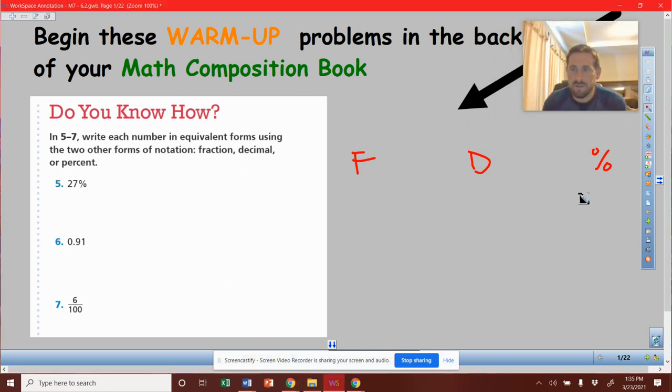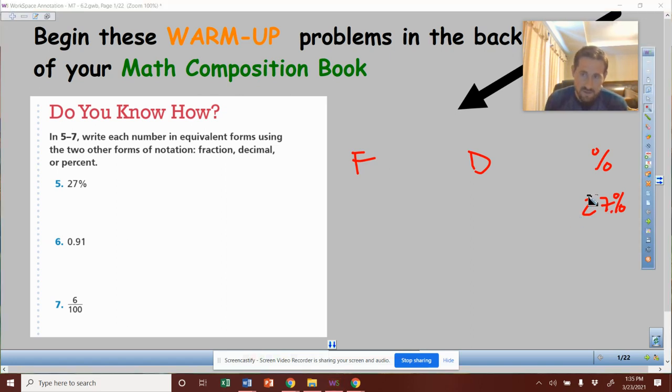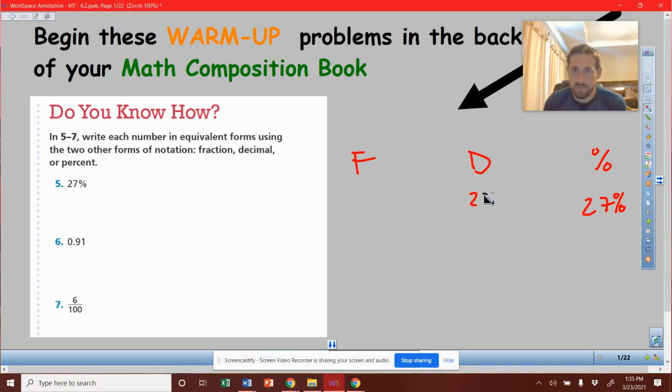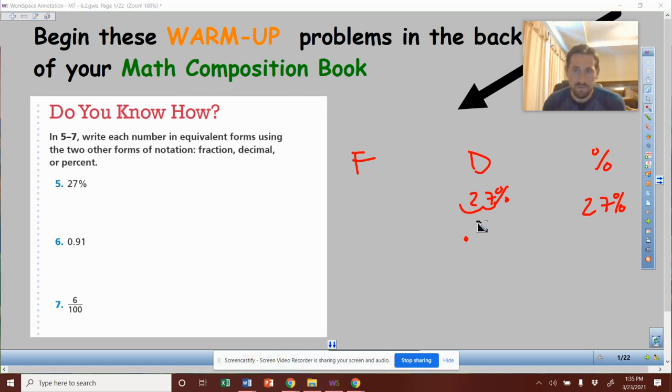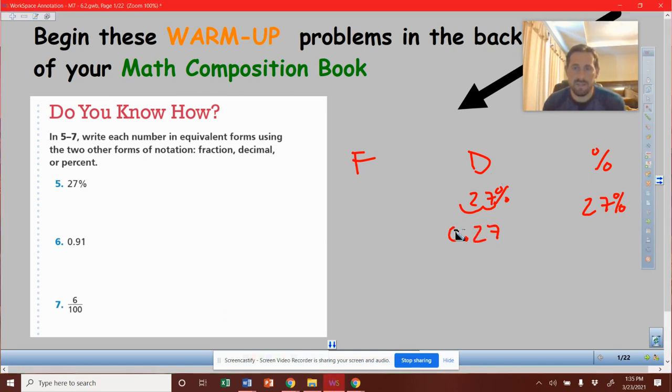So 27, well, it's already written as a percent, so we can put it in the percent category. So how do we take a percent and write it as a decimal? We move the decimal two places to the left. So the decimal's there between the 2 and the 7. So we move it 1, 2 places, and it'll come out in front. So I would show that we're at 27%. Decimals here, move it 1, 2, so we get point 27, and you can put a 0 in the front of that decimal.